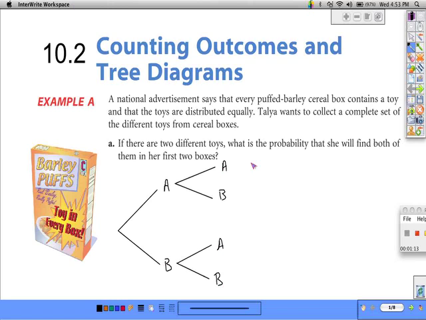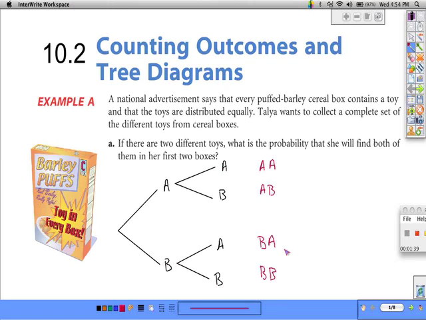We can follow the branches of this tree to write down the different outcomes that could happen from these two events together. We could get toy A and toy A, or we could get toy A and toy B, or we could get toy B and toy A, or we could get toy B and toy B.